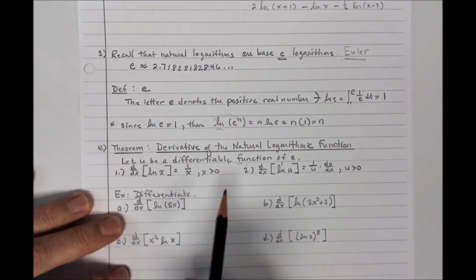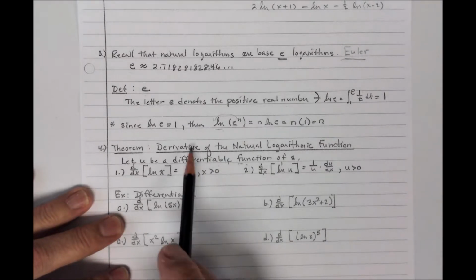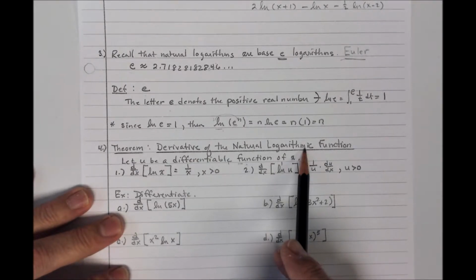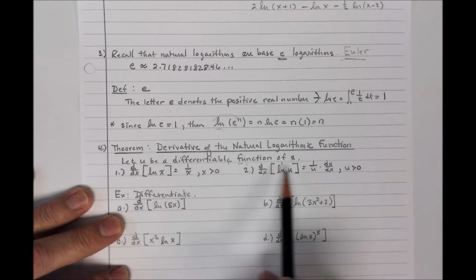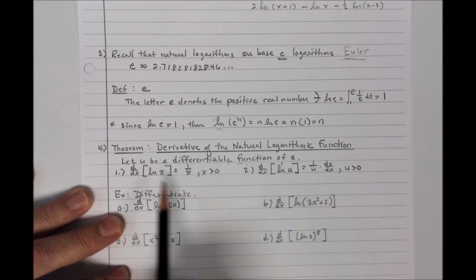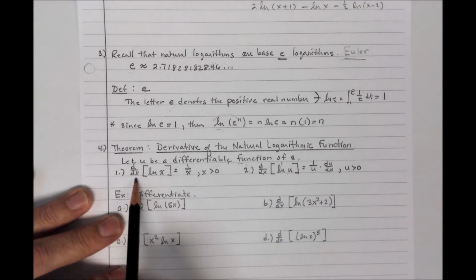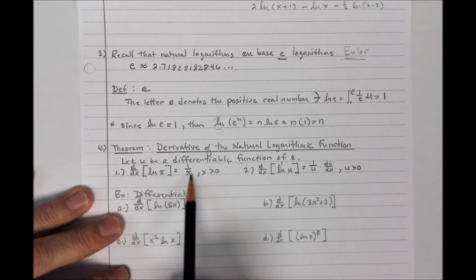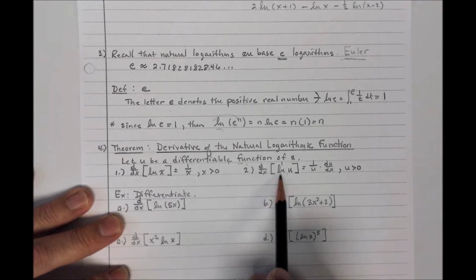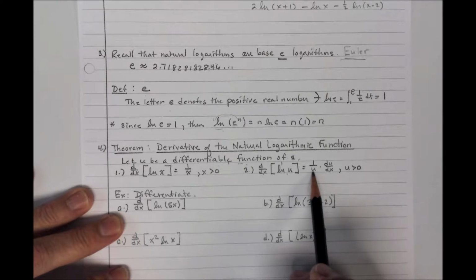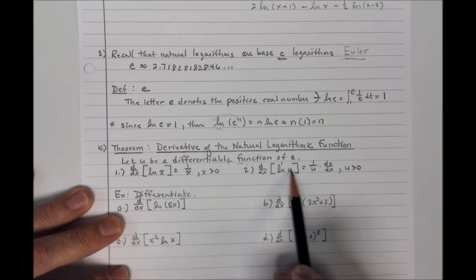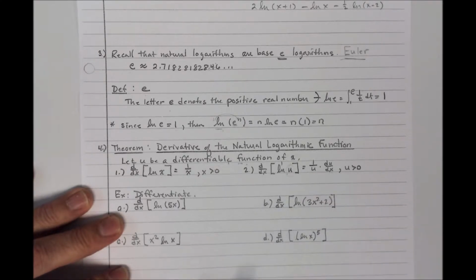So now we've got enough to come up with the derivatives of the natural log functions. And this is the most basic one, and then this one involves composite functions, so it involves the chain rule. If we let u be a differentiable function of x, the derivative with respect to x of the natural log of x is 1 over x, x is greater than 0. The derivative with respect to x of the natural log of u is 1 over u times, chain rule, the derivative of u, du/dx, as long as u is greater than 0.